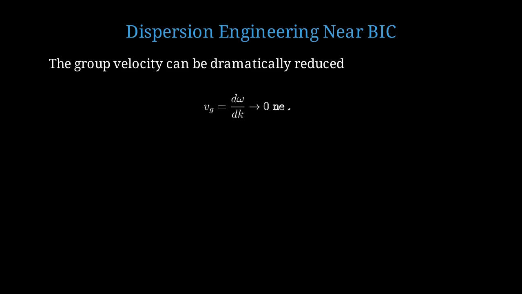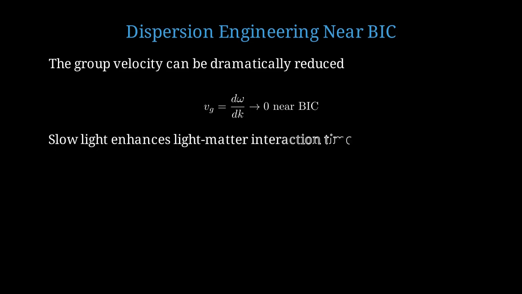The group velocity Vg equals d omega d k. Near the bound state in the continuum, the dispersion curve flattens and Vg approaches zero. Slow light means photons spend more time interacting with the material. This enhances nonlinear effects, sensing capabilities, and light-matter coupling strength.